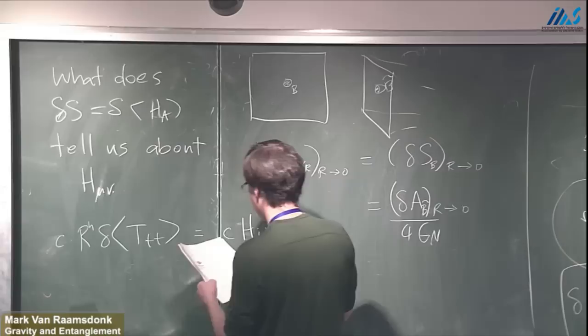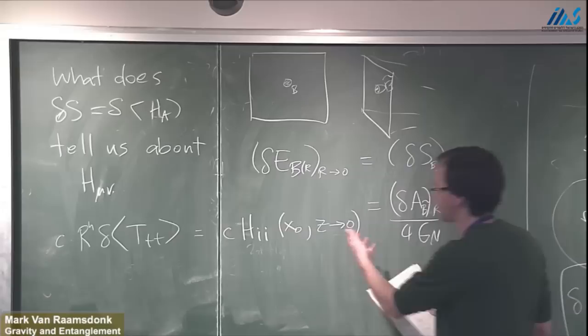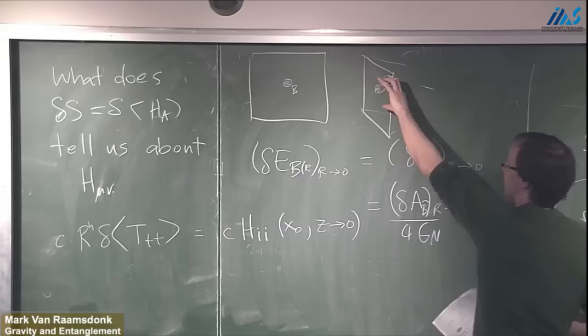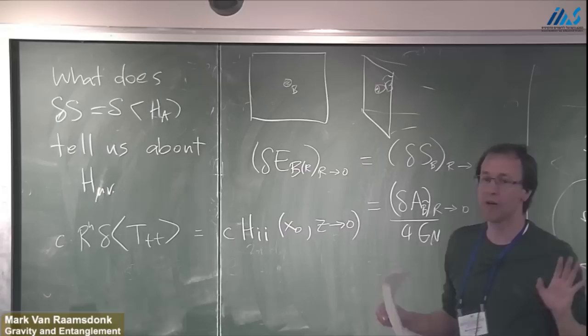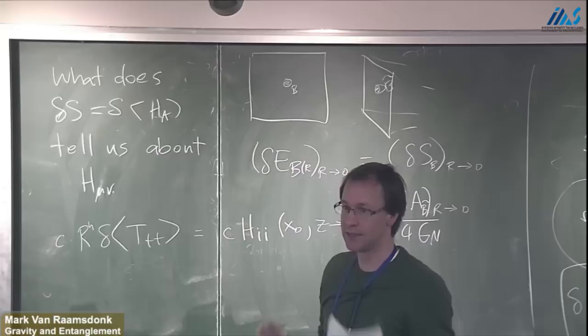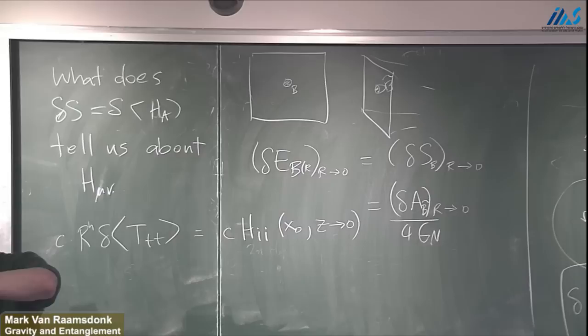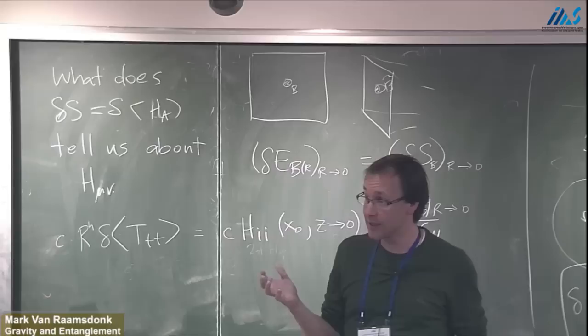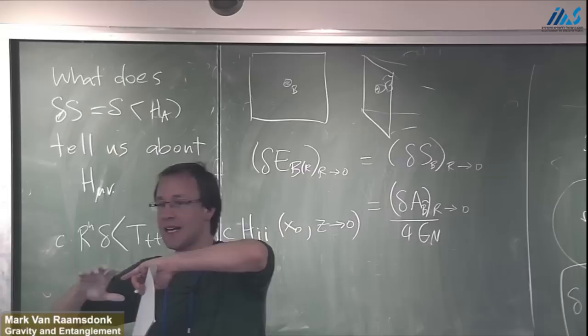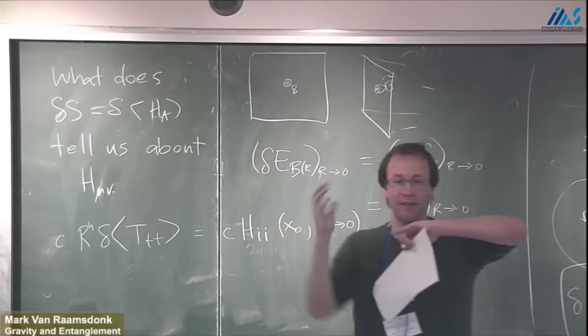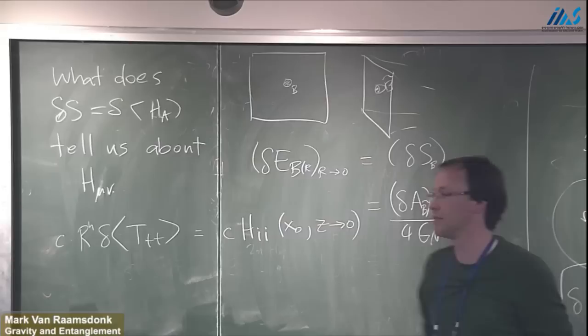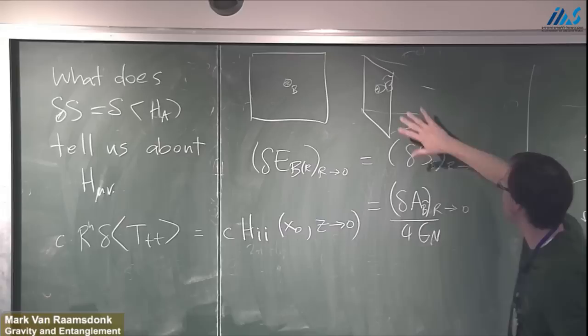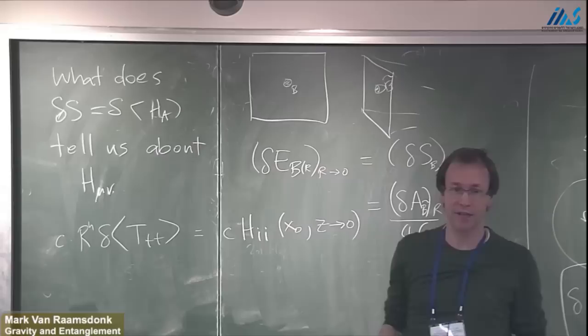This is an exercise to figure out what the change in the area of that surface is. One point here is that when I vary the geometry to leading order in H and want to figure out the change in this area, because the surface was extremal to start with, the first order variation is zero. So all we need is an integral over the original surface of something involving the metric perturbation. So it's much easier.